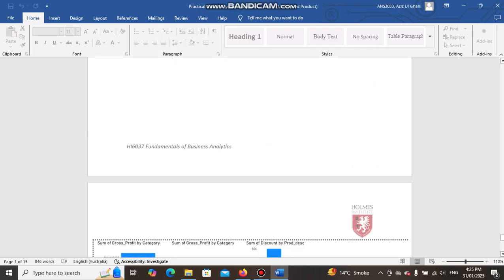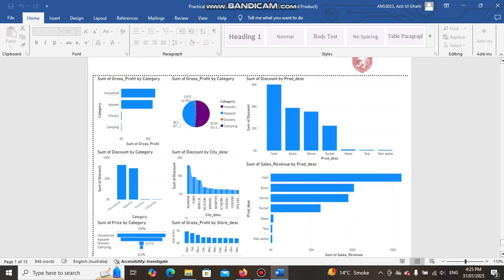So we have created a dashboard, and this one I have to explain. We have created a dashboard with six entities. The first one is the sum of gross profit by category. In this, the household got the highest profit, and the other one, in bar chart form, shows household, apparel, grocery, and camping, with household at the maximum.